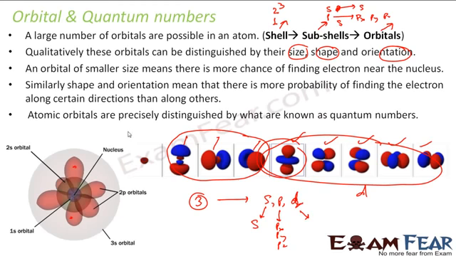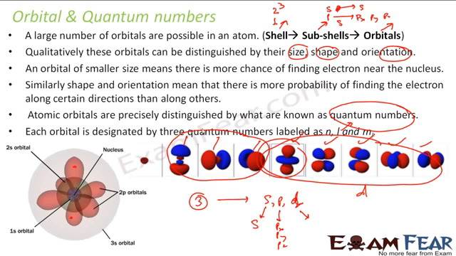And atomic orbitals are precisely distinguished by quantum numbers. We'll discuss these quantum numbers. We can easily distinguish the atomic orbitals by the quantum numbers. For a given quantum number, we can tell what will be the shape of the atomic orbital, how far it will be from the nucleus, and all this stuff. There are 4 quantum numbers, and that gives the exact orbitals.